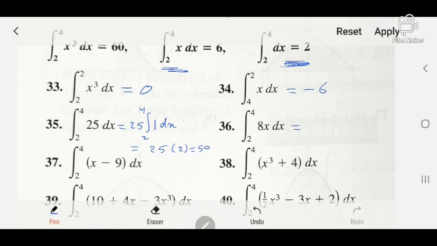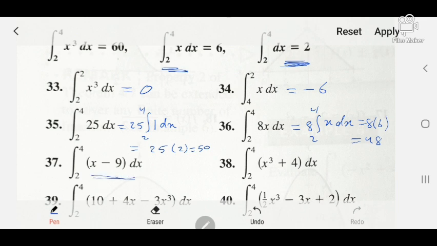Here, same thing. I have integration from 2 to 4 of 8x. So 8 can be taken out, which means 8 times integration from 2 to 4 of x dx, which is equal to 6. So that's 48. Now, what about these?